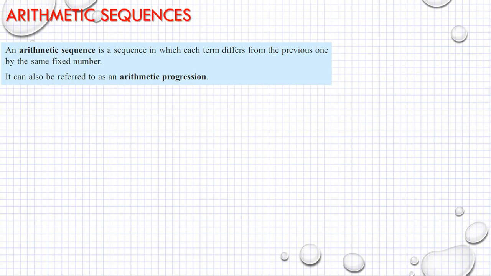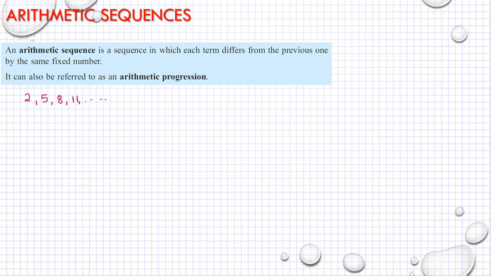For example, I used this example before. I am going to use it again. For example, we have 2, 5, 8, and 11, and so on. Why can we say that this is an arithmetic progression? It is because we have a difference from the previous.